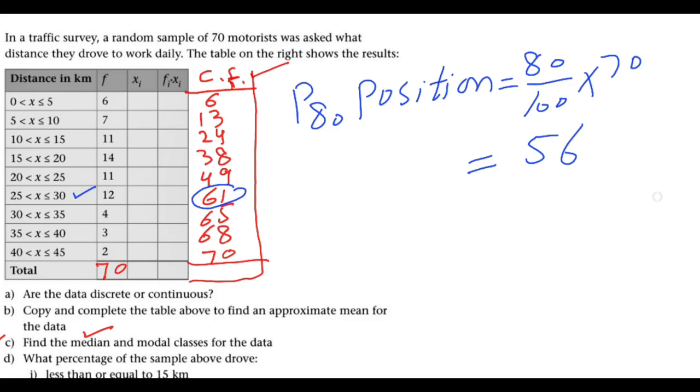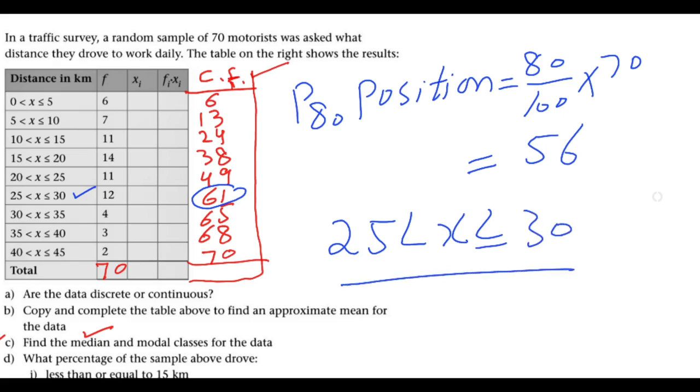So therefore P80 falls in the class interval between 25 and 30. This is my final answer. So P80 falls in the class interval between 25 and 30.